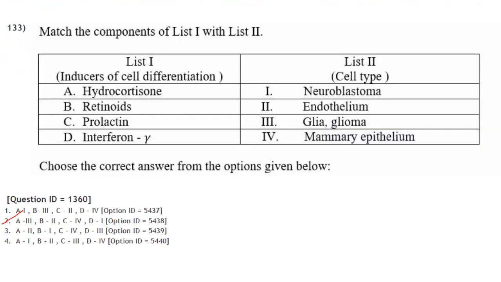Next one. Match the components of list 1 with list 2. Hydrocortisone, glia, glioma, retinoids, endothelium, prolactin, mammary epithelium, interferon gamma, neuroblastoma. So the answer here is option 2, A3, B2, C4 and D1.